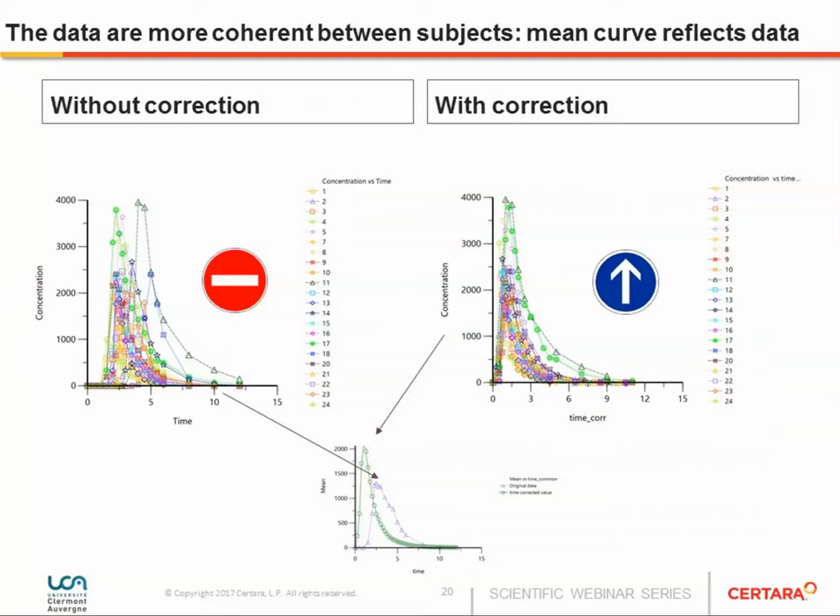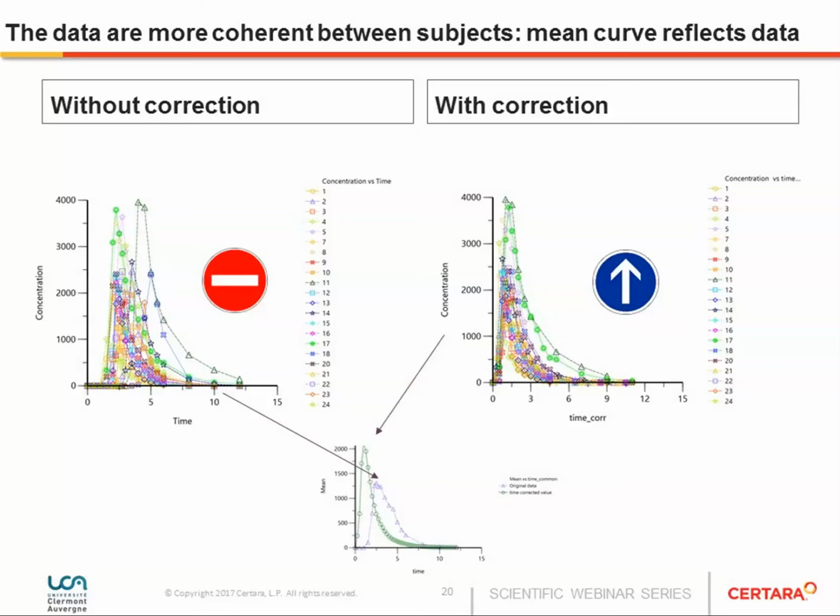So, what do I have? I have something at the end which is more coherent. To have something which is more coherent means that on the left panel here, I have my initial data. You can see that on the initial data, I have peaks everywhere. When I have all my data corrected from the lag time, each individual lag time for each of the subjects, I have all the peaks which are almost at the same time. That means I have something which is more coherent between subjects. Of course, I have low subjects and high subjects, but the T-max are very close together in this case for all my subjects. On the bottom of it, you have the mean curve.